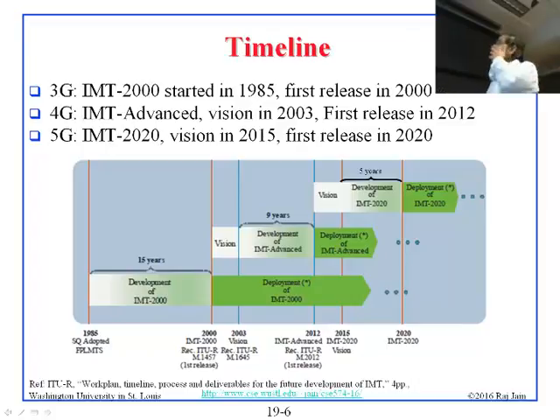Okay? And so similarly for 5G, the vision document has just come out in September 2015, right? And in 5 years, you will have the final document and the deployment will begin in 2020. Right? So what you have to notice is that the things are getting faster from 15 to 9 to 5. This is a difficult thing for telecommunication companies to do because they deal with millions of things and they cannot just change overnight. So 5 years is a very short time for them.